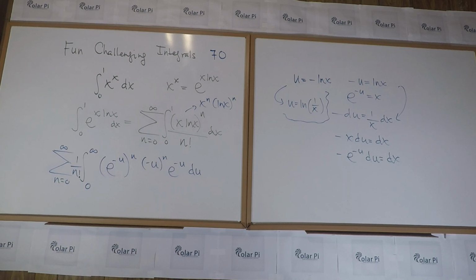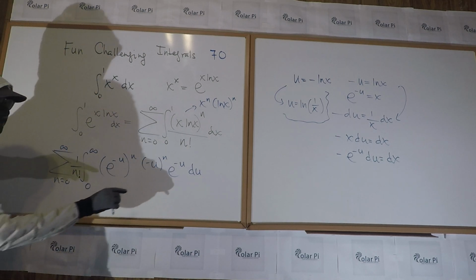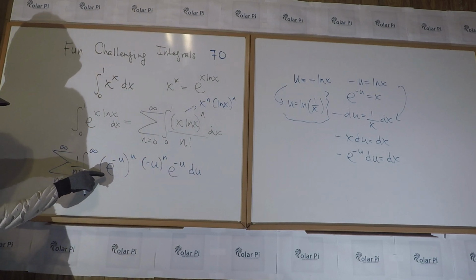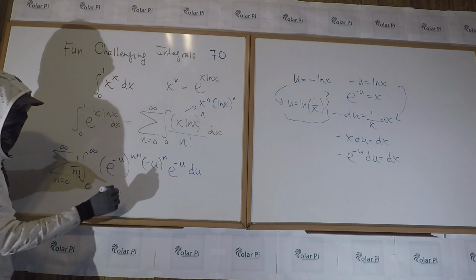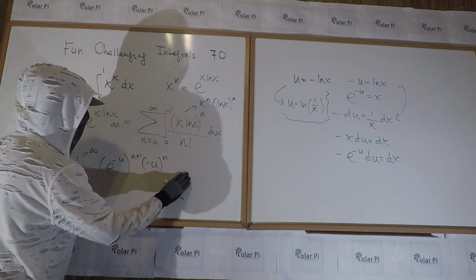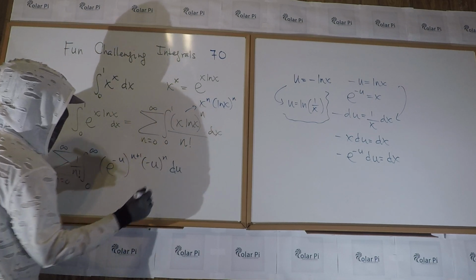Okay, cool. Now e to the minus u and e to the minus u to the n combine to e to the minus u to the n plus 1, like that. So I could get rid of this and just write du here.